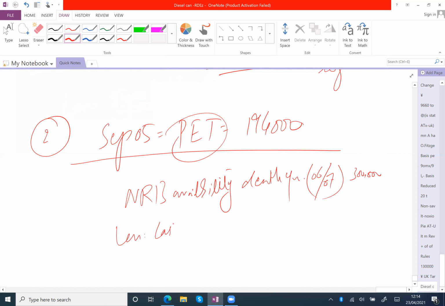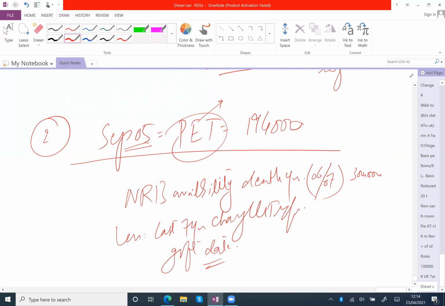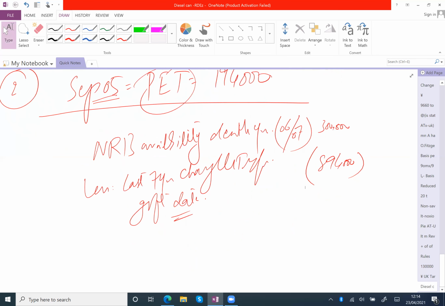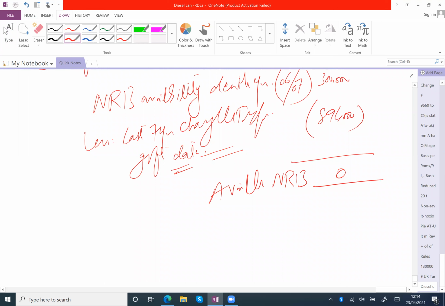Less last 7 years chargeable transfer. And from which date do you go back? Always from the gift date on which you are paying the tax today. And the gift date is the PET date, meaning September 05. Go to the timeline from September 5, go back 7 years. And can you see any chargeable transfer? Yes, 894,000. From the timeline you can see the CLT chargeable transfer before this PET date. So deduct it, and the available NRB will be 0, because it is all consumed by this CLT.